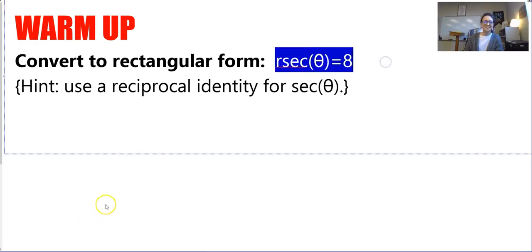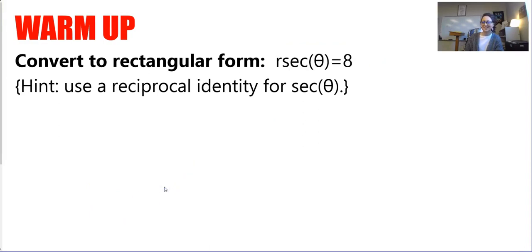Try to convert this polar equation to rectangular form. My hint is to use a reciprocal identity for secant of theta. So remember, secant of theta is 1 over what? 1 over cosine of theta, and then see if you can get it to just x's and y's from there. Go ahead and hit continue when you're ready to see the answer.